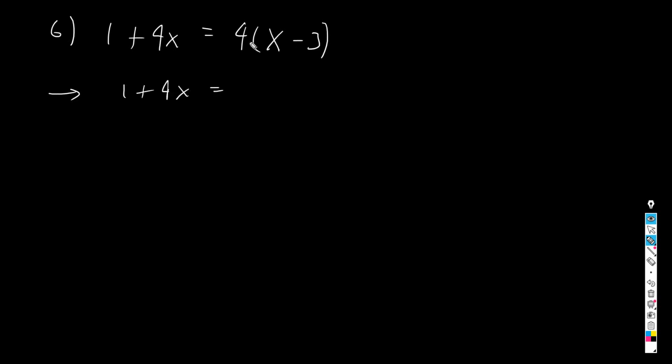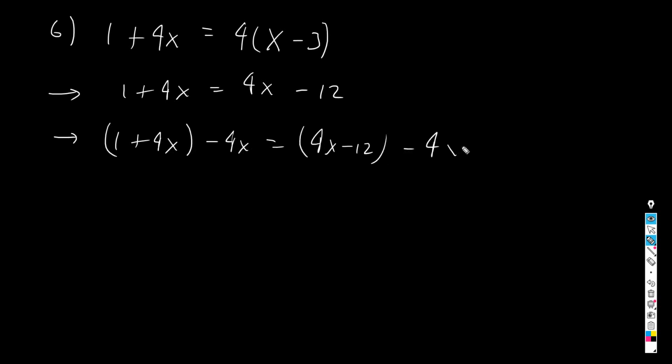I may multiply the 4 times this binomial, and I'm going to get 4x minus 12. Then I observe that I have 4x here and 4x here, so I may decide to subtract 4x from both sides of the equation. I'm subtracting 4x because it's a valid operation, right? So I'm going to get 1 plus 4x minus 4x, which is 1, and equals 4x minus 12 minus 4x, which is minus 12.